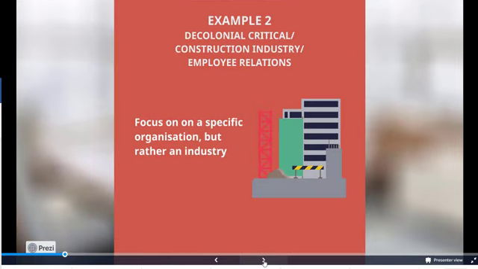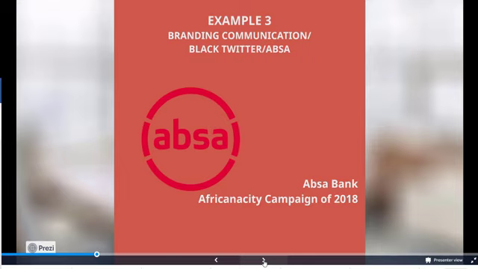Then the second example is a decolonial critical analysis of employee relations in the construction industry. Here the organizational focus is more on an industry than on one specific organization. And then the third example is about Absa's Africanacity campaign as a branding or a positioning campaign, and Black Twitter in relation to that campaign.